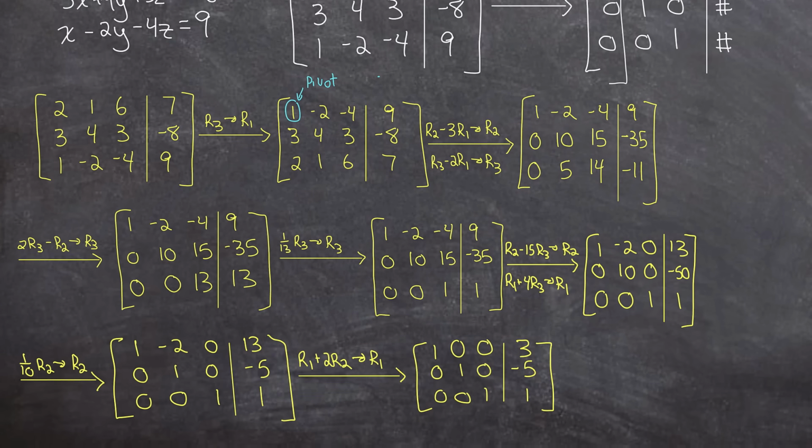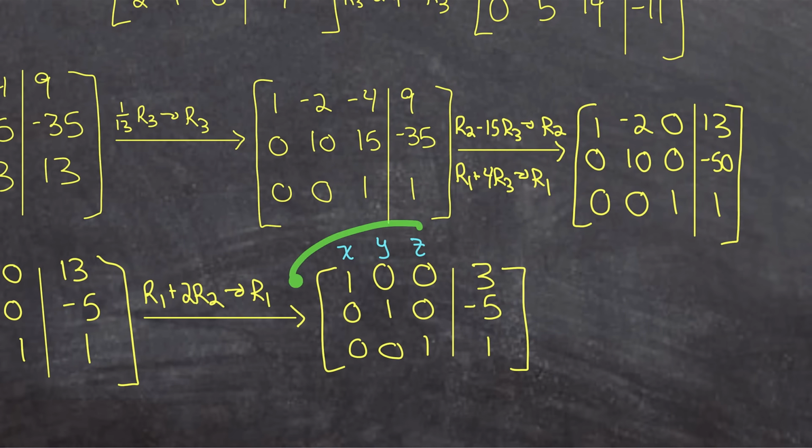Remember, this part of the system is the coefficient matrix. Those columns represent the coefficients of the variables x, y, and z. So each of the 3 rows corresponds to an equation of our system. The first row of our matrix tells us that 1x is equal to 3. The second row tells us that 1y is equal to negative 5. And the third row says that 1z is equal to 1. So our system of linear equations has one unique solution, but that's not always the case.